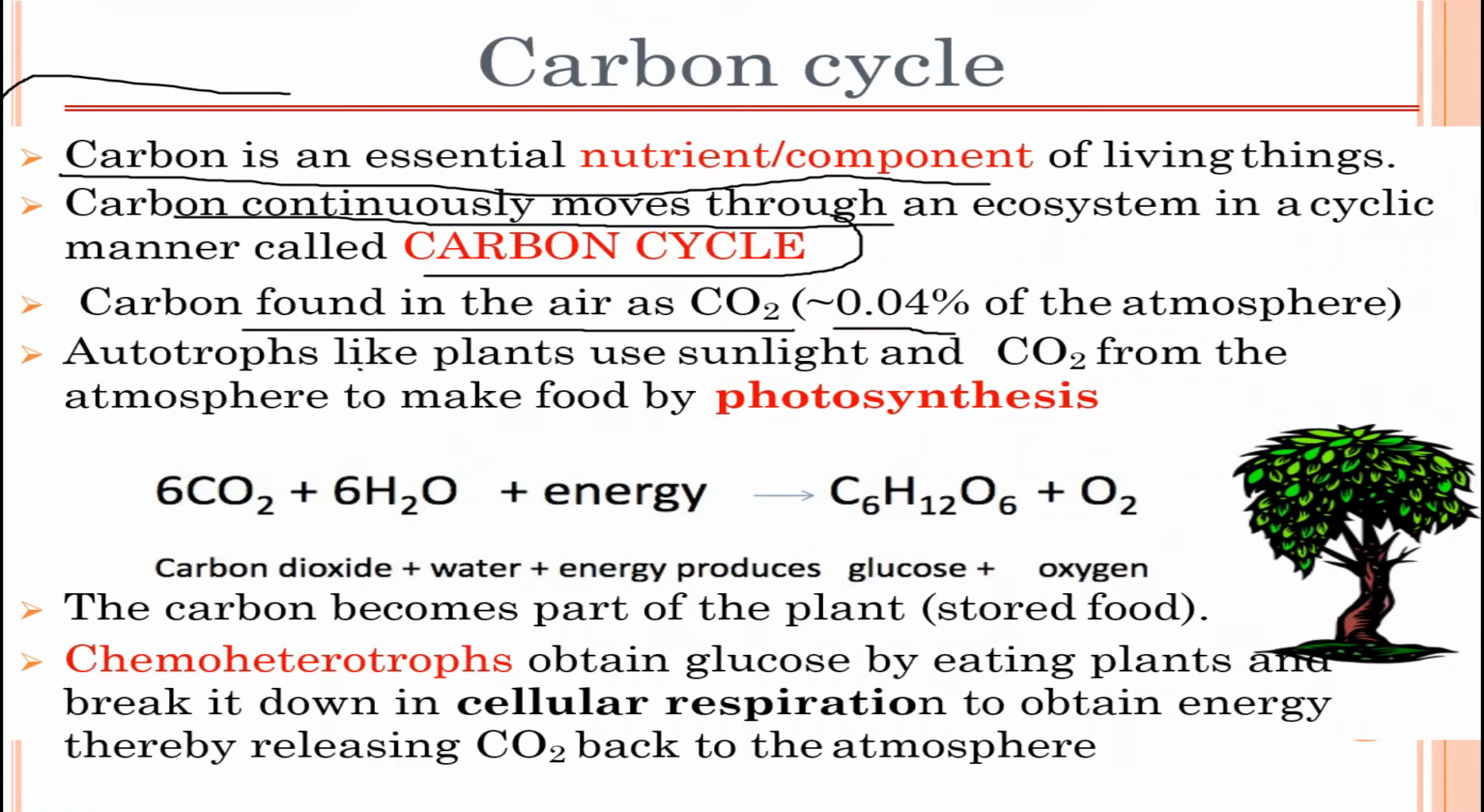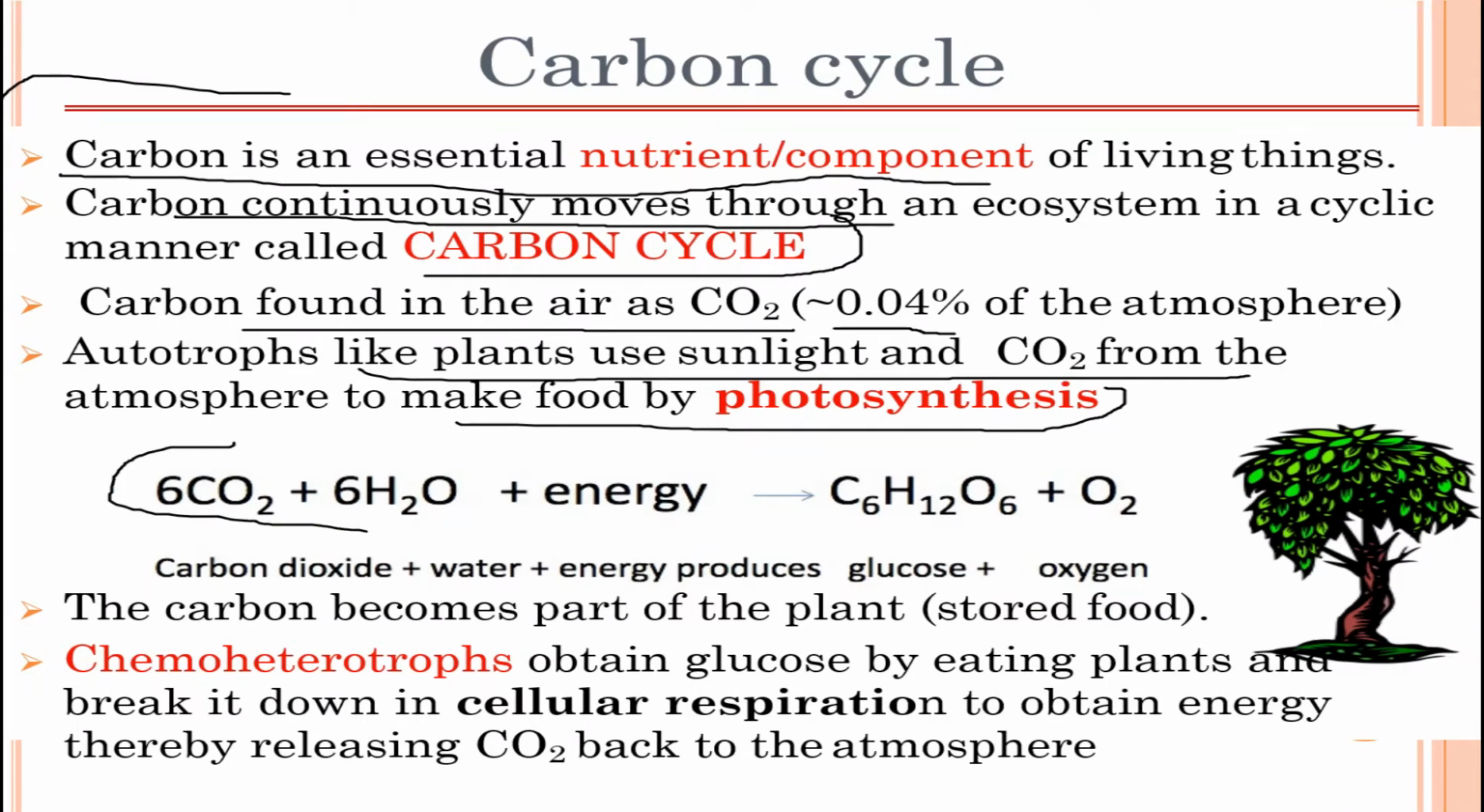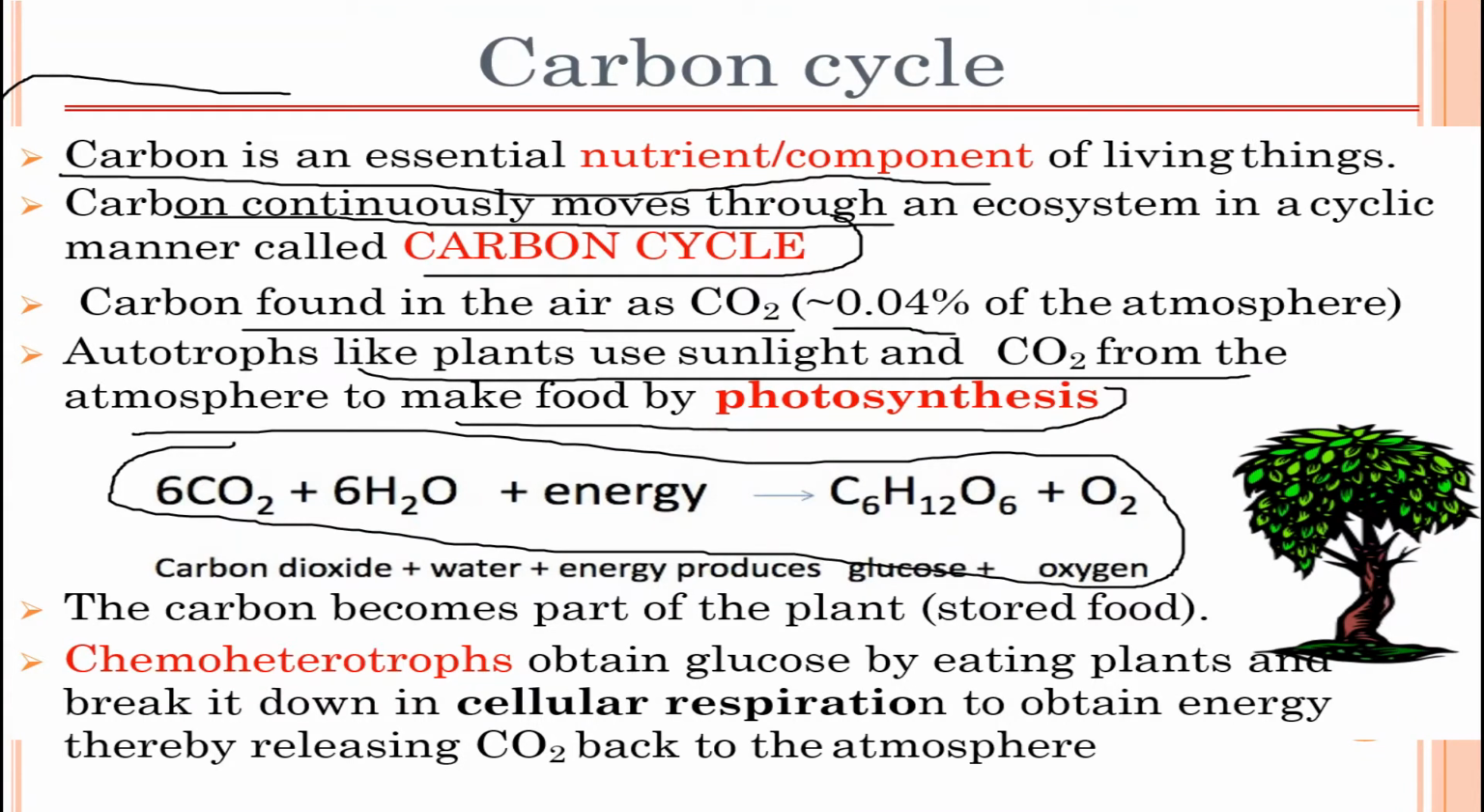Also, autotrophs like plants use sunlight and CO2 from the atmosphere to make food by photosynthesis. So it is beneficial for plants but not for humans. This is the basic formula that we have been learning from our junior classes: taking in CO2, water and energy to give oxygen and glucose. So the carbon becomes part of the plant's stored food.